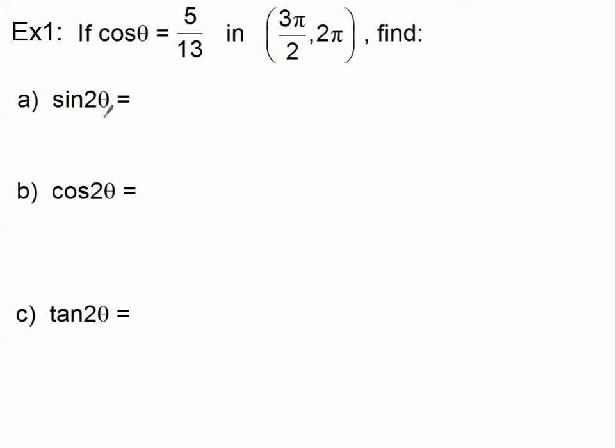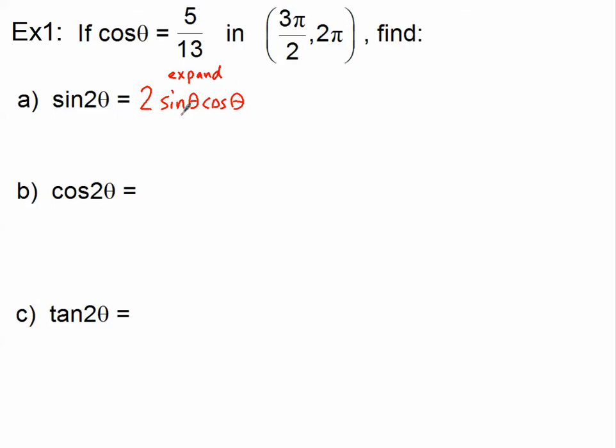Sine of 2 theta, I know that's equal to 2 sine of 1 theta times cosine of 1 theta. That's what the expansion says to do. I'm just expanding using my identity. If I knew what the sine were, I could plug it in here. If I knew what the cosine were, oh, actually I do know the cosine. It's 5/13. So I actually know part of this already. I'm missing the sine though.